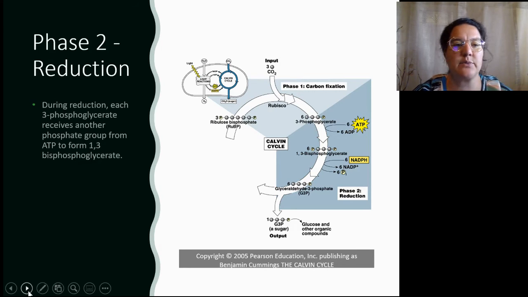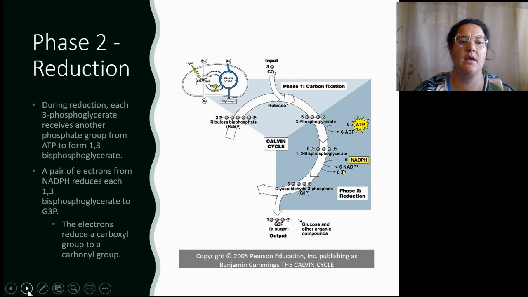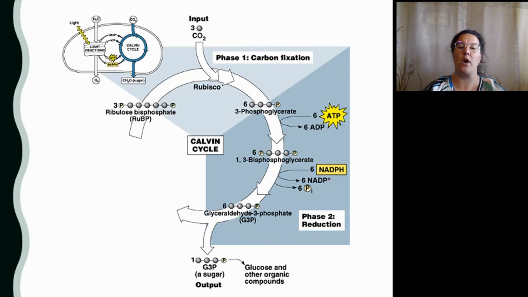Our second phase is the reduction phase. Our 3-phosphoglycerate receives another phosphate group from ATP to form 1,3-bisphosphoglycerate. So we have gained electrons, so we are being reduced. A pair of electrons from the NADPH reduces each 1,3-bisphosphoglycerate to G3P. So 1 G3P would be half of a glucose molecule. The electrons reduce a carboxyl group to a carbonyl group.